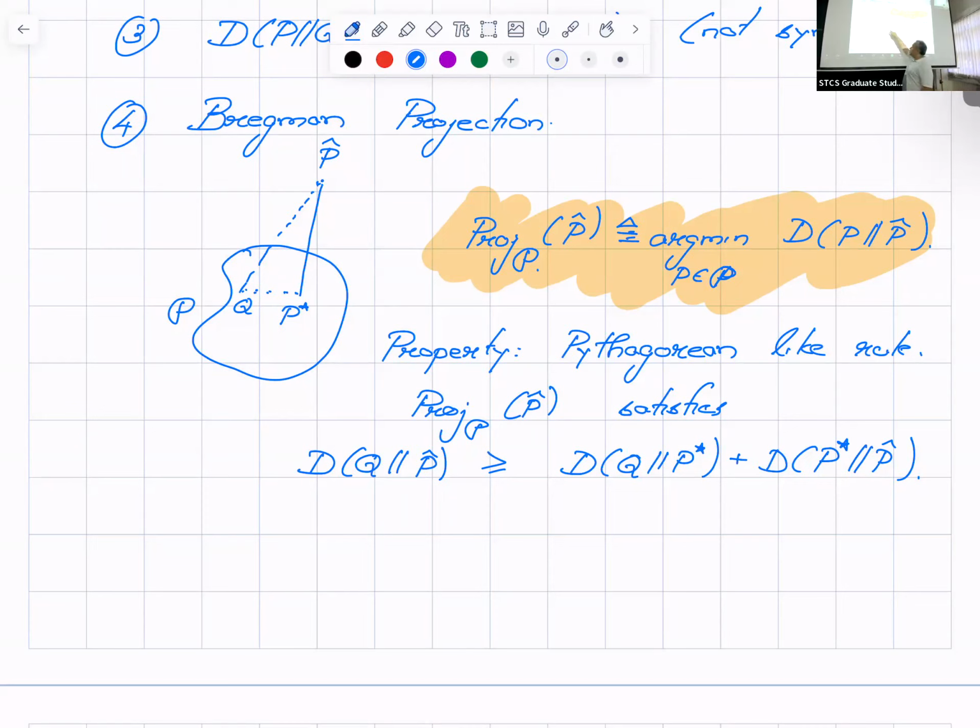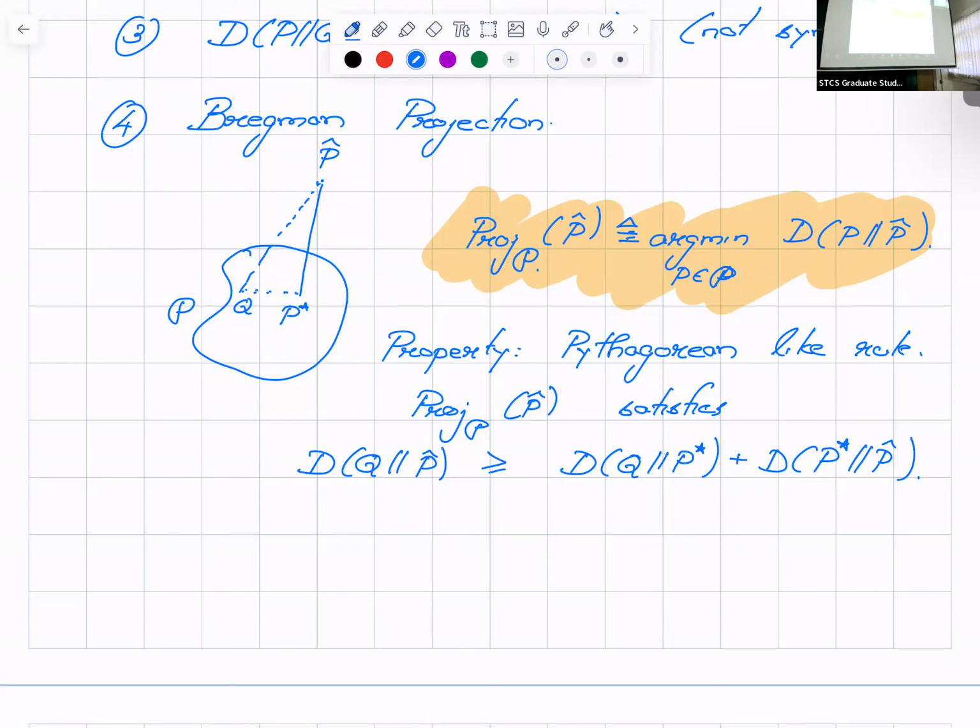By the way, the Pythagorean theorem is what tells you that the projection is the closest vector, because everything else will be greater than this quantity by at least so much. This also has the same property, except it's not an equality, it's an inequality. That's the direction we need. So this projection has this property. If you project it, it's going to have this property.